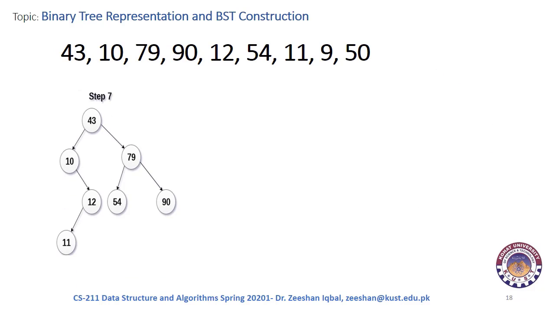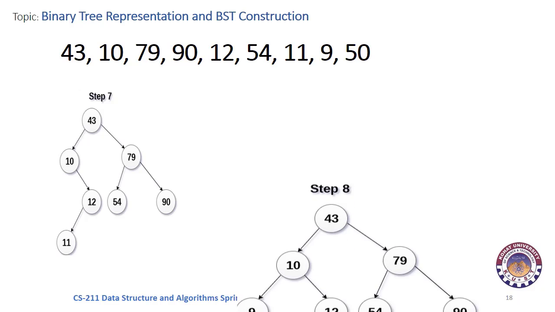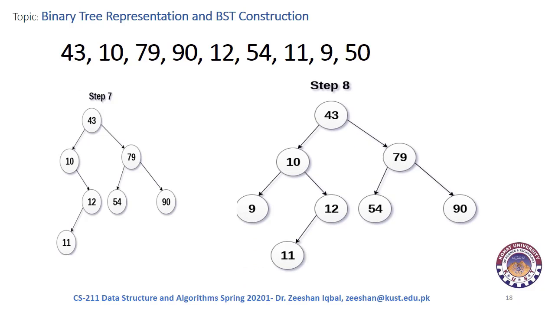The next value is 9. Again we will start comparing with the root node. 9 is less than 43. So we will move towards the left side. The left side contains a value 10. 9 will be compared to the value 10. 9 is less than 10. And there is no left child of value 10. So 9 will be placed as the left child of 10.